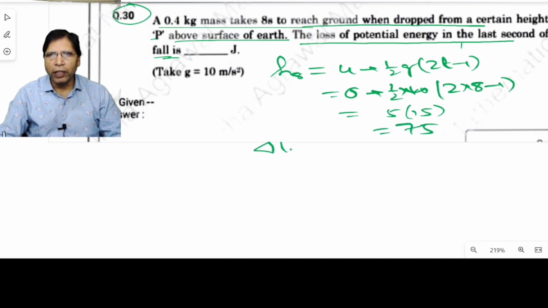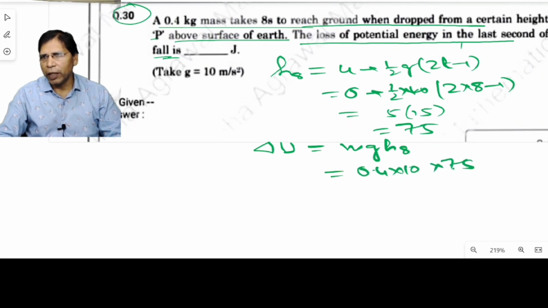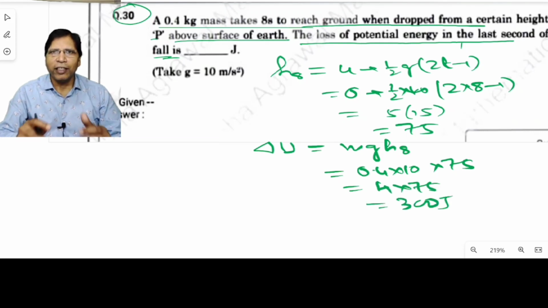So the change of potential energy delta U equals mg h8. Now m is 0.4, g is 10, and h8 is 75. So this is 4 into 75 joule, that is, 300 joule is the change of potential energy.